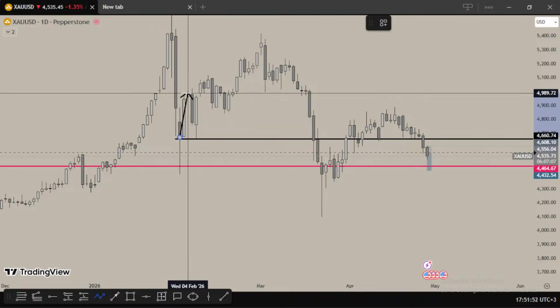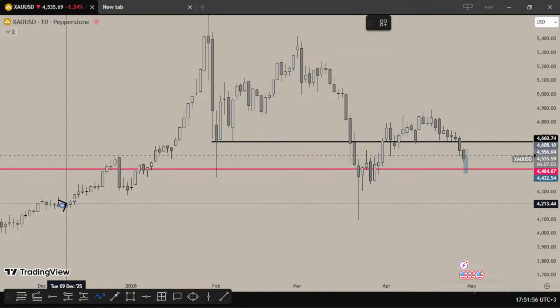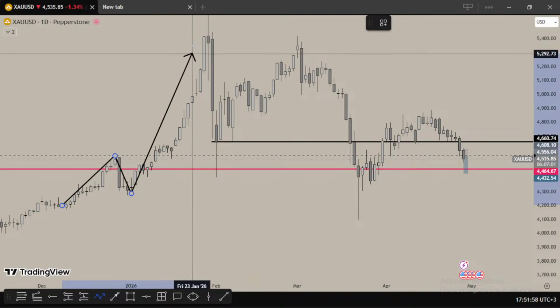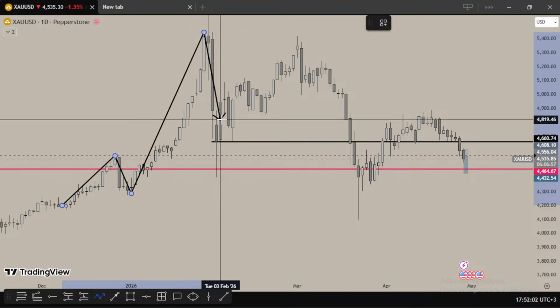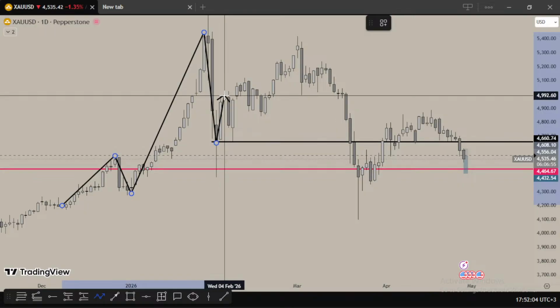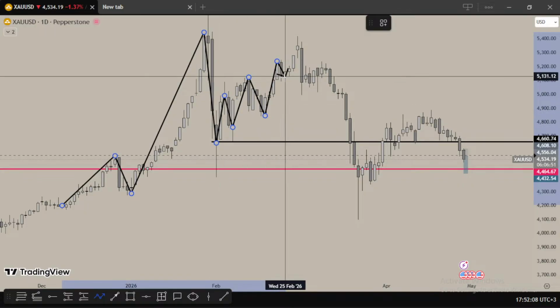So as you can see, let us first start with how gold was moving. Gold last year was extremely bullish, as you can see. It made a fast low, then war erupted. So as you can clearly see, this correction is not as powerful. Let me show you.